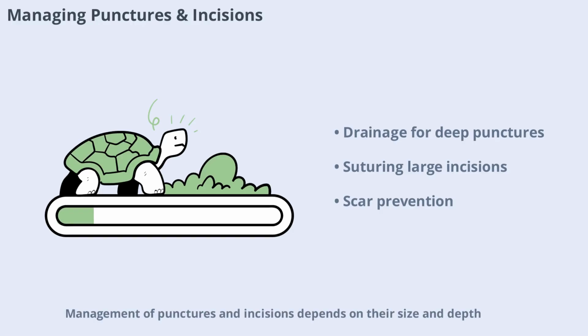Management of punctures and incisions depends on their size and depth. Deep punctures should be left open for drainage to prevent entrapment and heal by secondary intention. Small incisions may not require suturing, while larger ones need direct closure. Applying Vaseline can help minimize scarring. Prevention remains the best approach, but prompt and appropriate management ensures optimal healing and reduces complications. Surgeons must assess each injury carefully and choose the best management strategy for the patient.